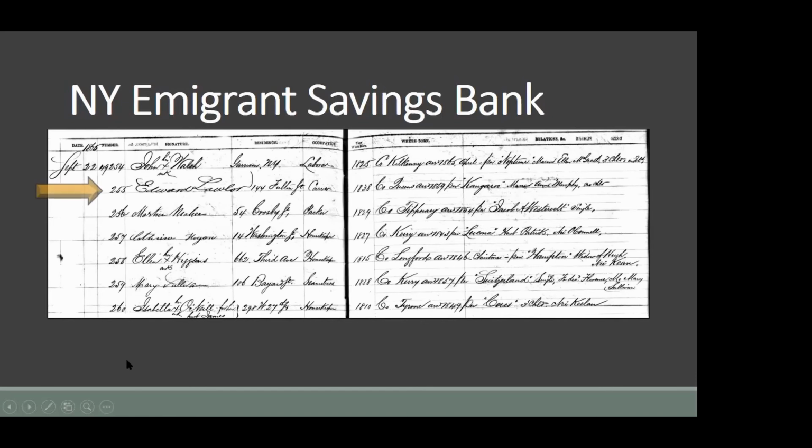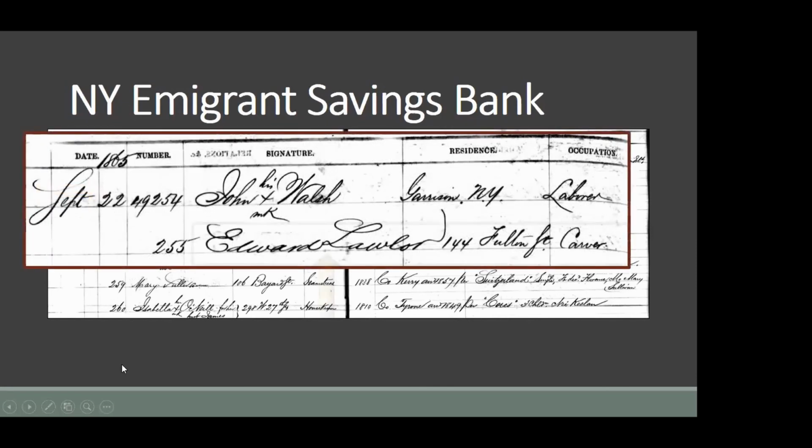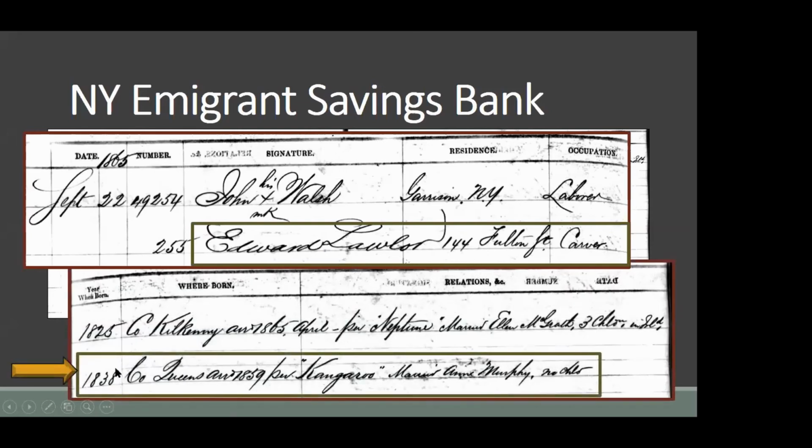So here we have an entry for September 22nd, 1865. This is for Edward Lawler. We are given that at this time he is living at 144 Fulton Street. He has the occupation of a carver. He was born 1838 in County Queens, arrived in the US in 1859 on the ship Kangaroo. He is married to Anne Murphy, and they do not have children.